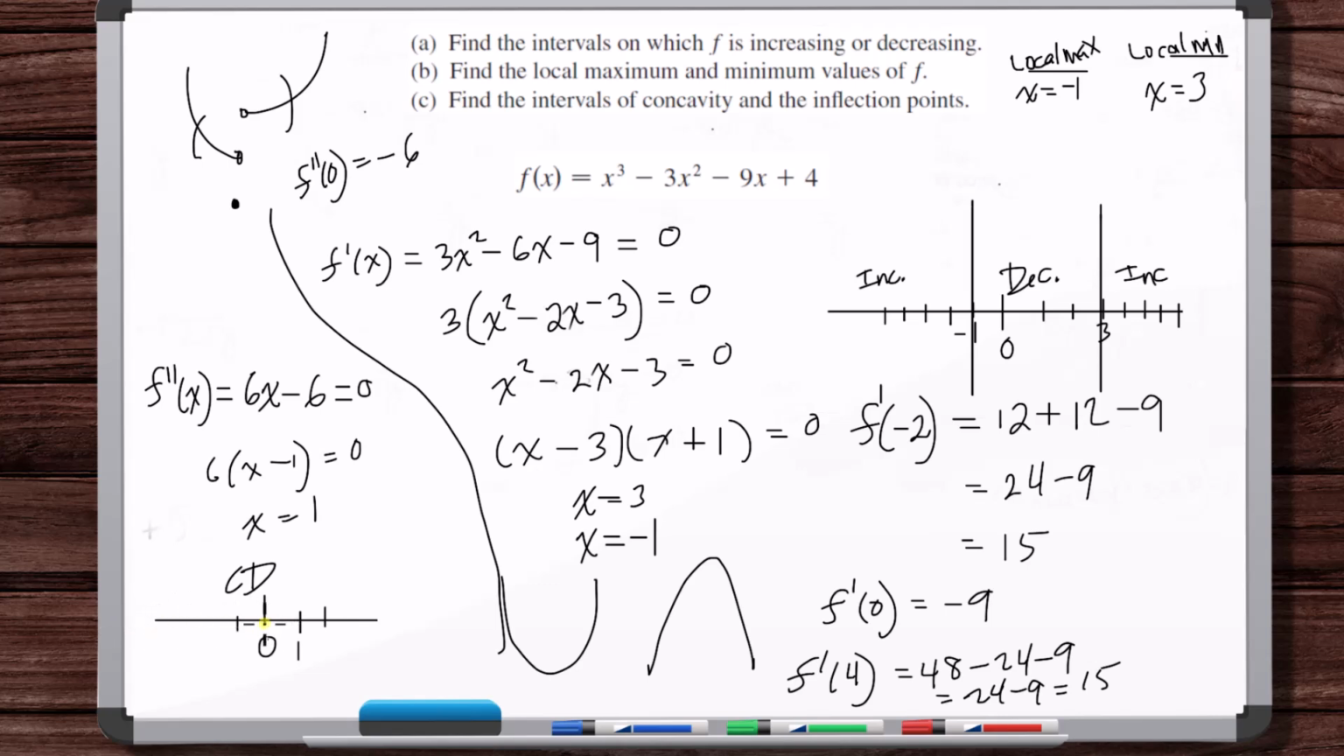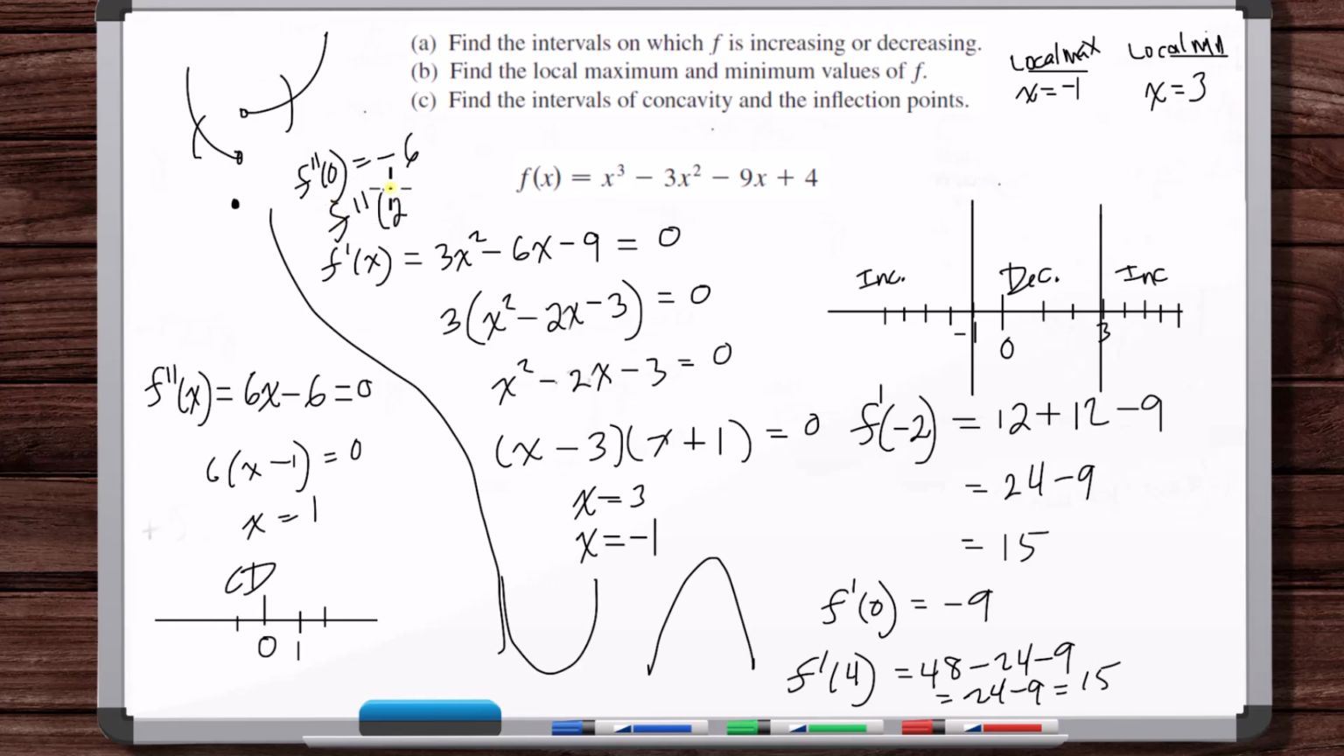Because how's it going to change signs? There are no discontinuities. There are no points where the second derivative doesn't exist. There are no points where the second derivative is equal to 0 when x is less than 1. So it has to be concave down everywhere. All right, now what about greater than 1? Does it stay concave down?